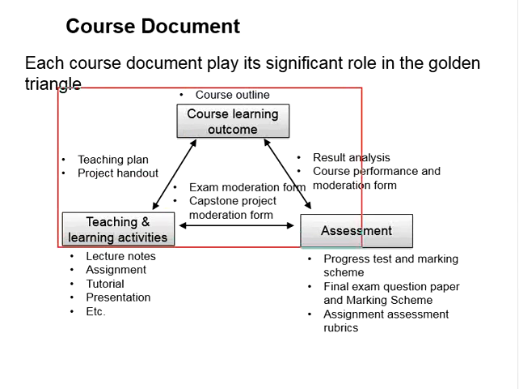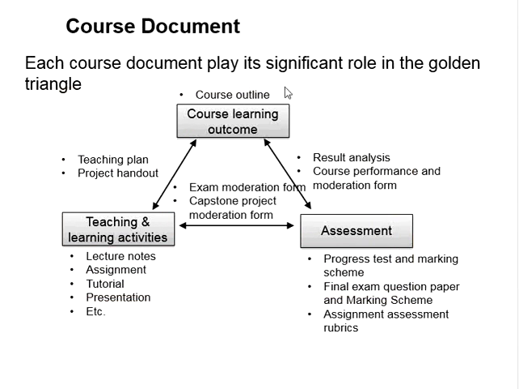You know the golden triangle. There are course outcomes, teaching and learning activities, as well as assessment. They are interrelated, complementing each other. The teaching and learning activities as well as the assessment shall be based on the course outcomes. And the assessment should be in line with the course outcomes as well as the teaching and learning activities.